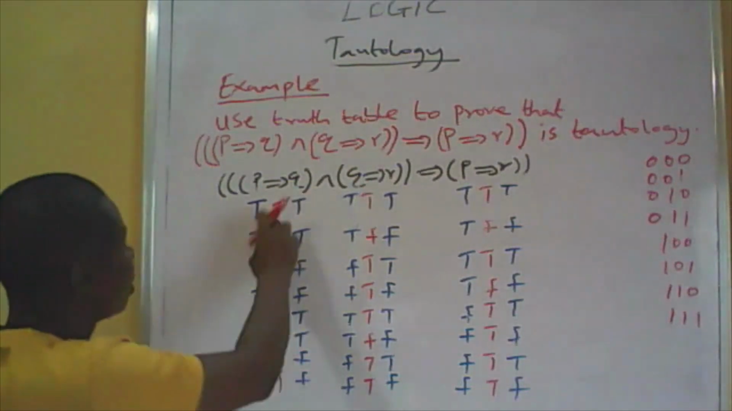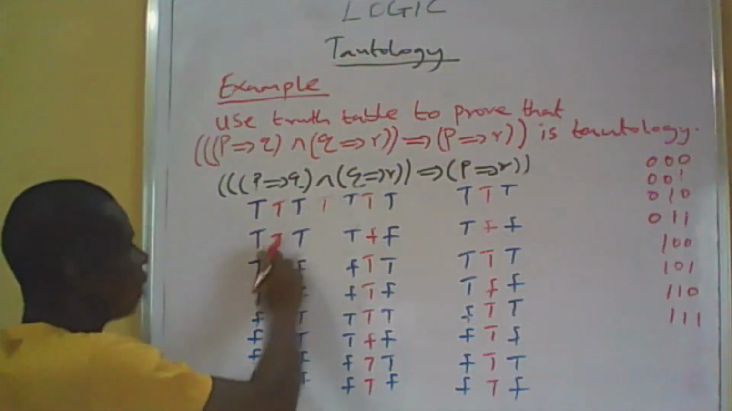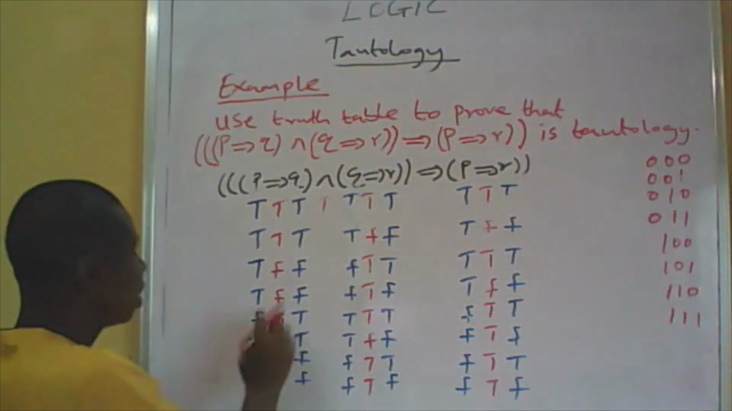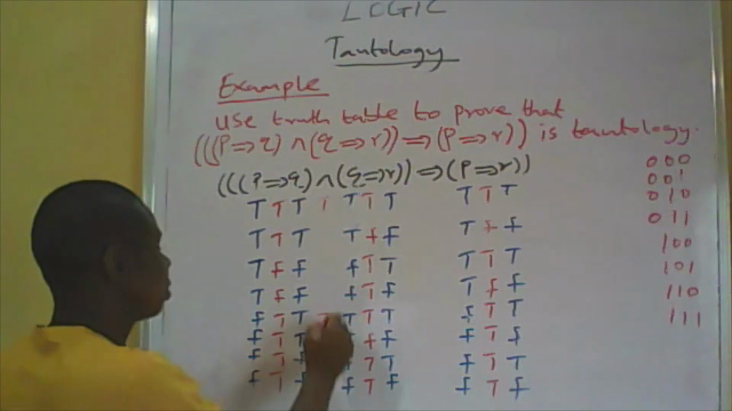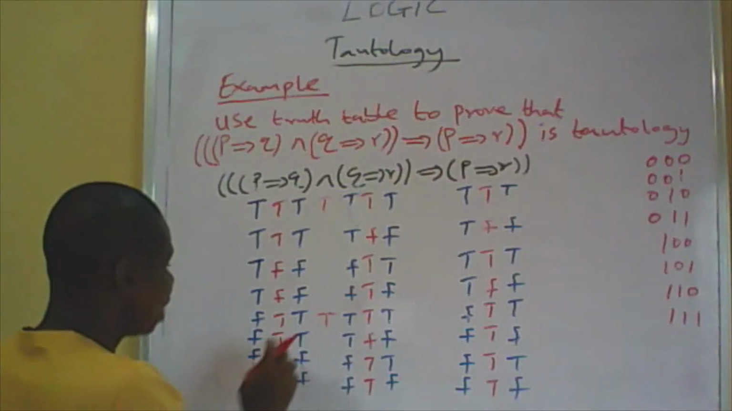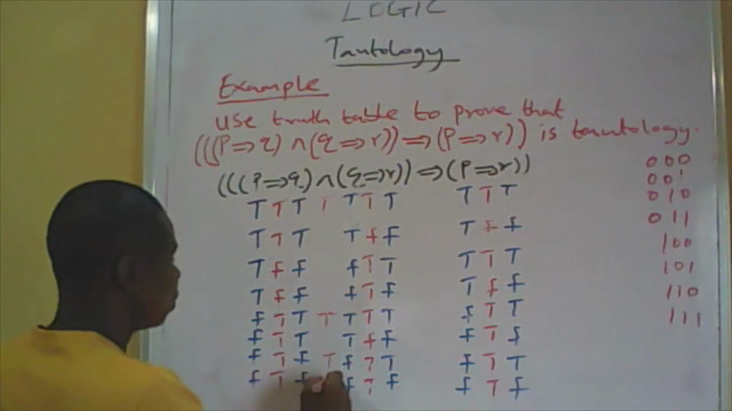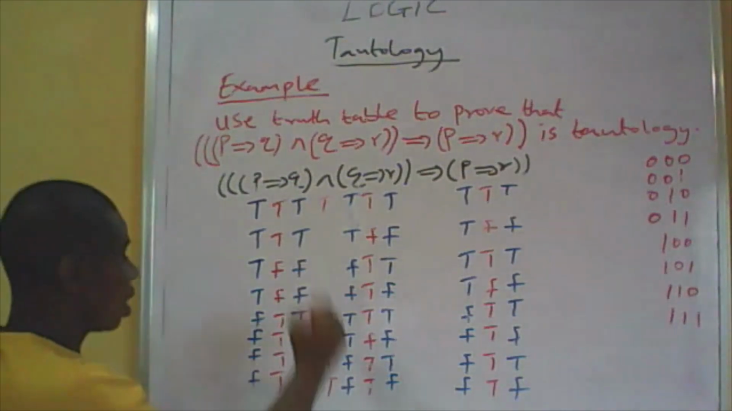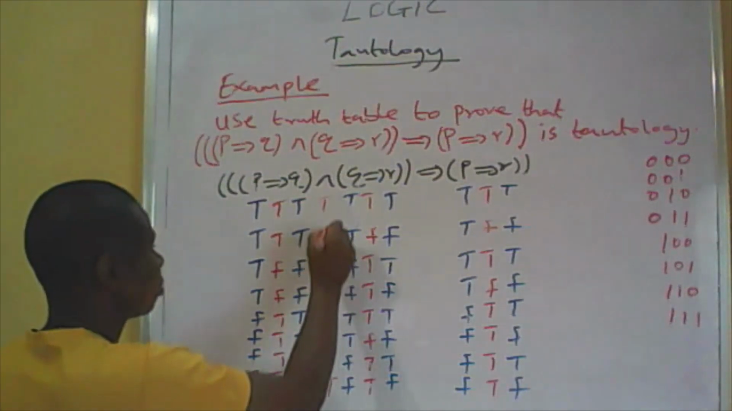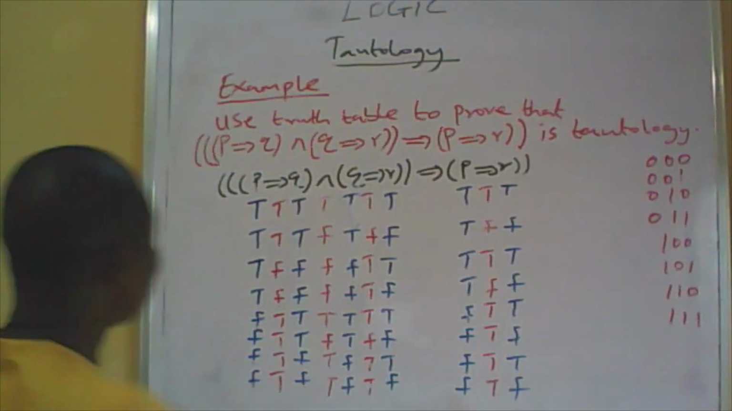So here is T, here is T, so it is T. Here is F, here is F, no. Here is F, here is T, no. Here is F, here is T, no. Here is T, here is T, so it is T. Here is T, here is F, no. Here is T, here is T, so it is T. Here is T, here is T, so it is T. So the rest, they are false. Very good. I've now validated this one.